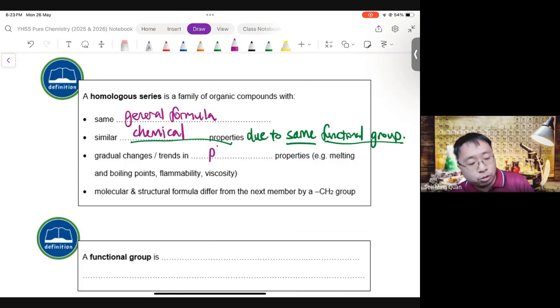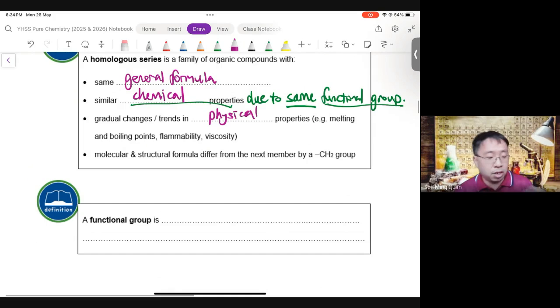Next, we have gradual trends in physical properties. Don't worry too much about this. We'll go through this tomorrow. All right, some of the physical properties. All right, and okay, the molecular and structural formula differ from next member by CH2 group. Don't worry about this. We'll go through this tomorrow as well. More importantly, you need to know what's general formula right now. You need to know what's functional group right now. Okay, so we're going to go on the functional group.